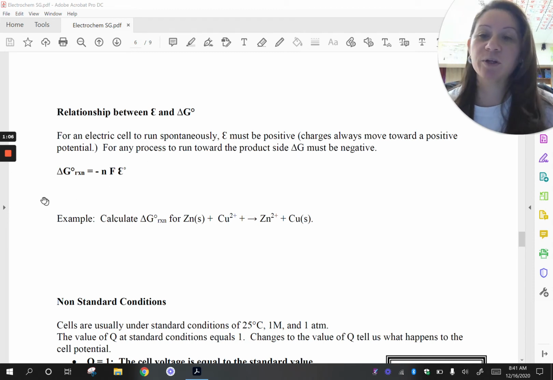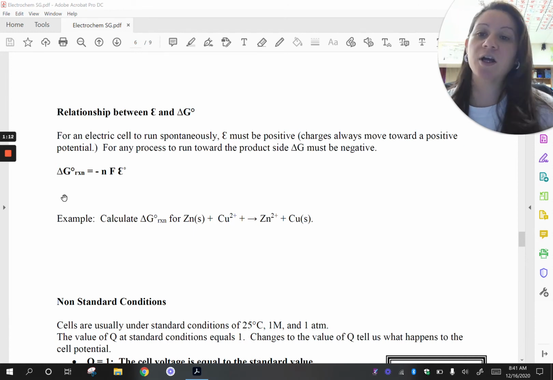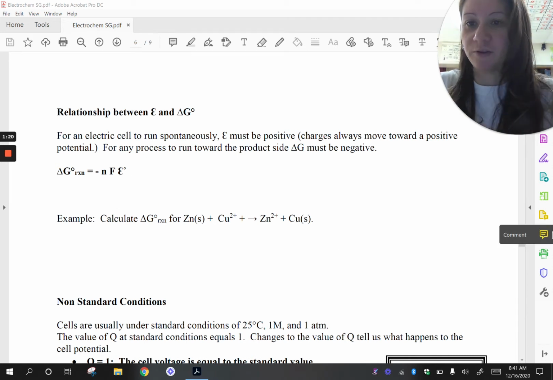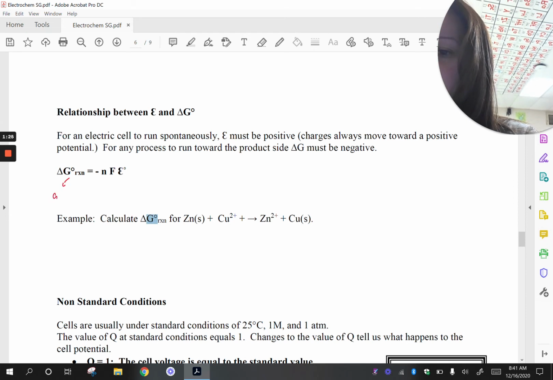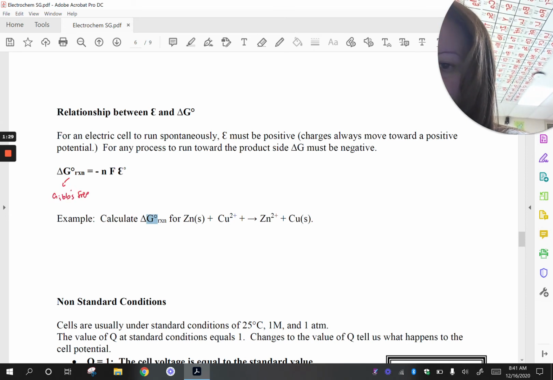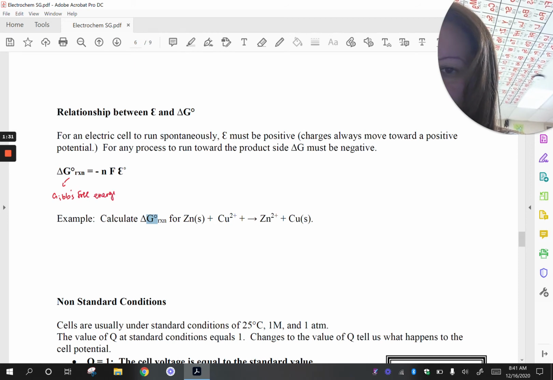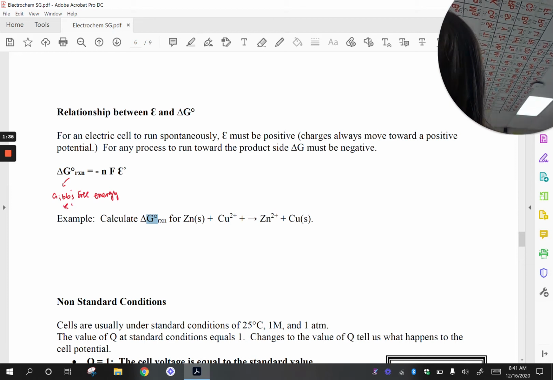The relationship between delta G, Gibbs free energy, and the cell potential is this right here. So the Gibbs free energy for a reaction at standard conditions is equal to negative nFE. So let's go through each one of these variables. This is the Gibbs free energy, and it's usually measured in kilojoules per mole.